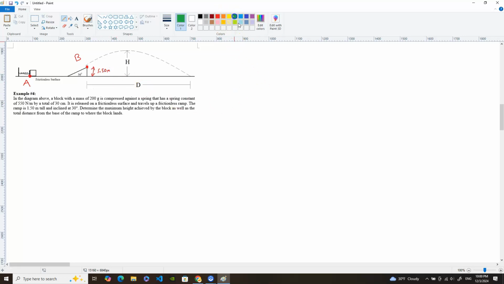So I'm now going to declare the energy at A will be equal to the energy at B. At position A, I have spring energy only. At B, I have potential because I've gained 1.5 meters. I have kinetic because I'm moving. So 1/2 k x_A squared equals m g h_B plus 1/2 m v_B squared.